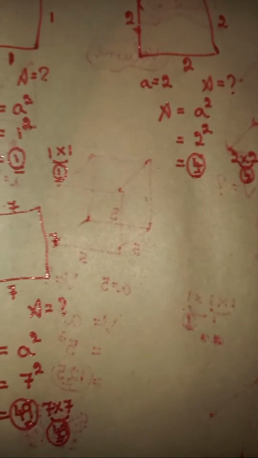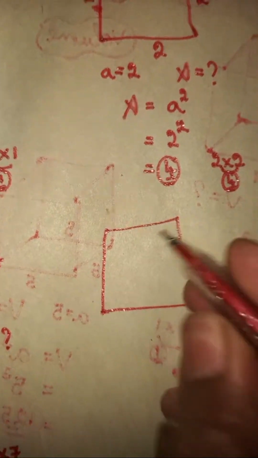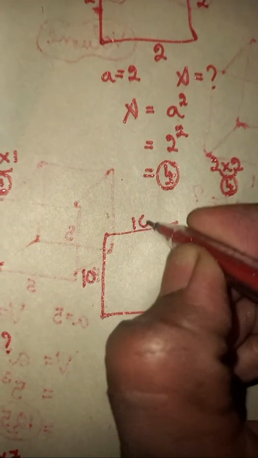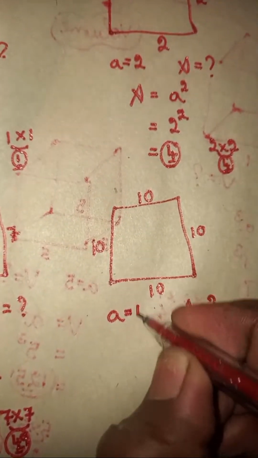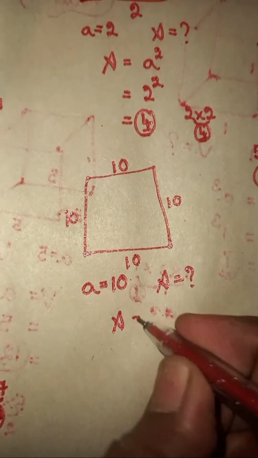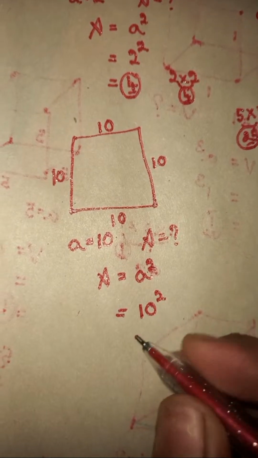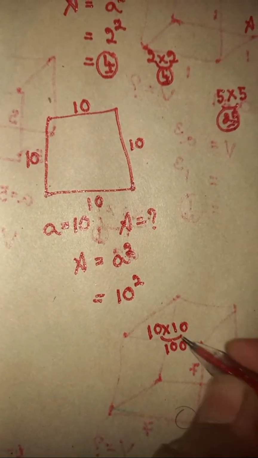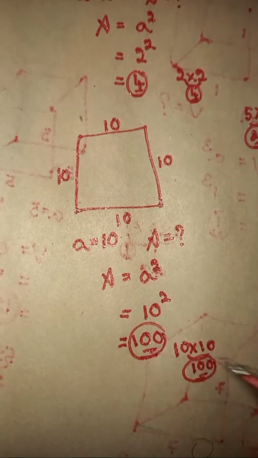Let's take one more square. In this square, they have given all sides of the square as 10 units. Now you can find out what's the area. Here the side length is 10 units. Area of the square is side length squared. The side length is 10 units, so it is 10 squared. 10 times 10 is 100. So the area becomes 100 square units.